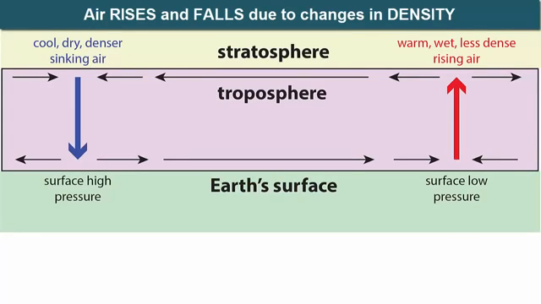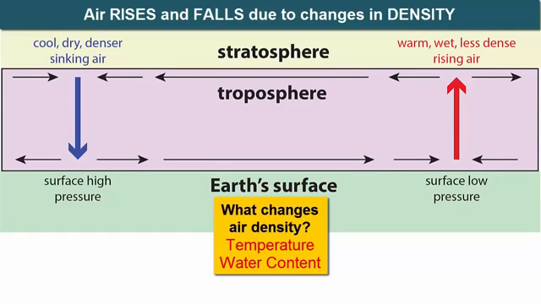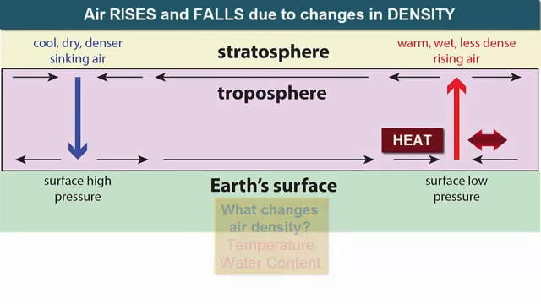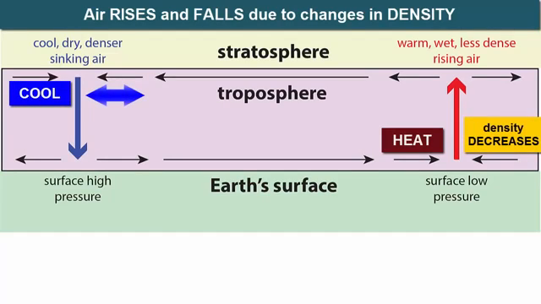What would change the density of air? Two things: temperature and water content. If I heat up air, the molecules get a higher kinetic energy, and if they have space to move, they'll move outwards and the entire air mass will expand. That makes it less dense. If we cool air, its molecules would lose kinetic energy and slow down. They could now get closer together. They would contract and become more dense.